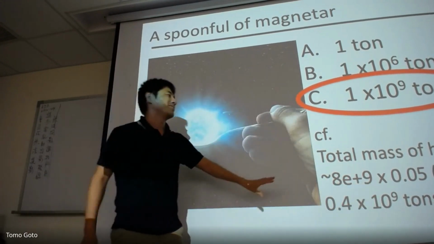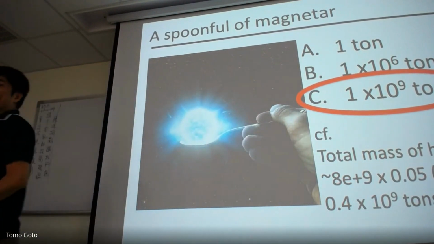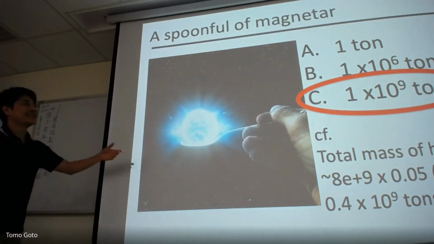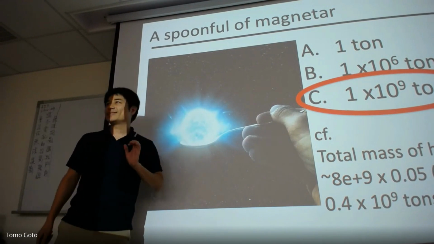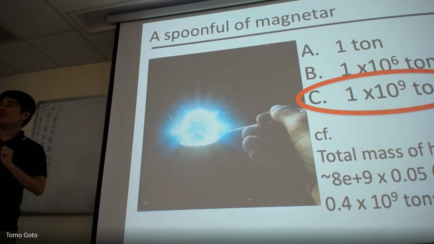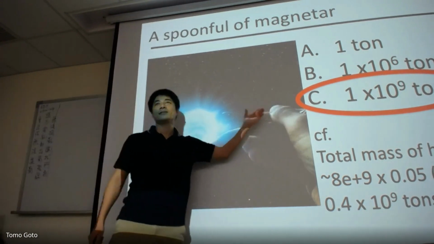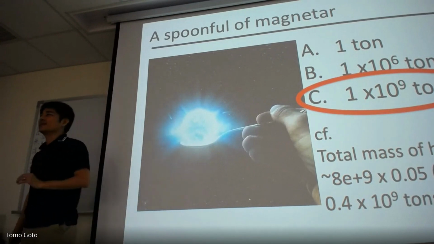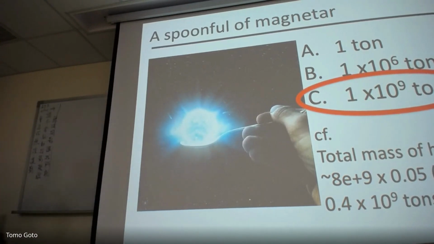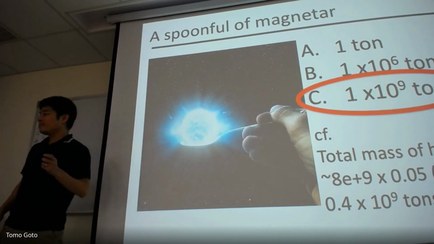I have to hide this. Yes, I wanted to compare this data. The mass of this one spoon is 1 billion tons, which is more than the total mass of human beings. That's a lot. This indicates how extreme it is. So this is a possible origin of FRBs.